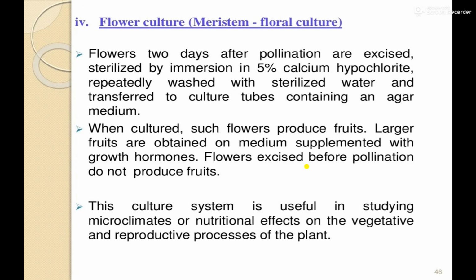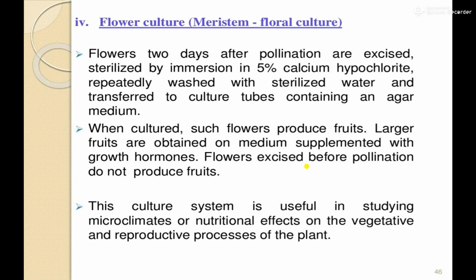When such flowers are cultured, they produce fruits; larger fruits are obtained on medium supplemented with growth hormones, and flowers excised before pollination do not produce fruits. So this culture system is useful in studying microclimates or nutritional effects on the vegetative and reproductive processes of the plant.